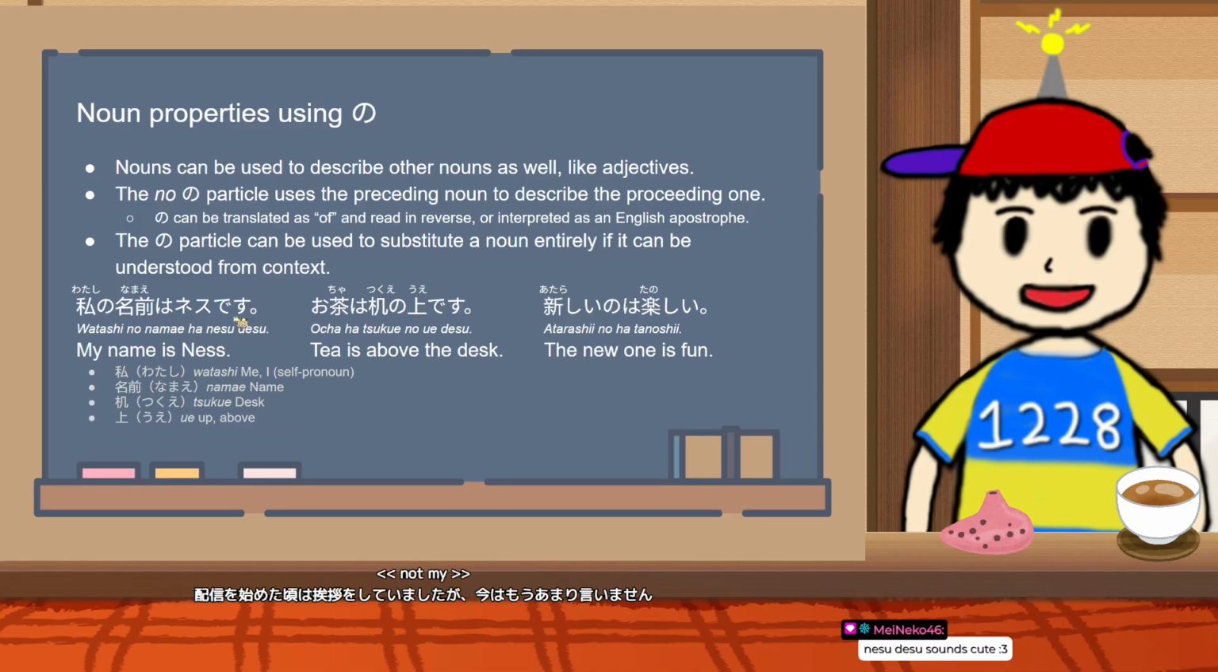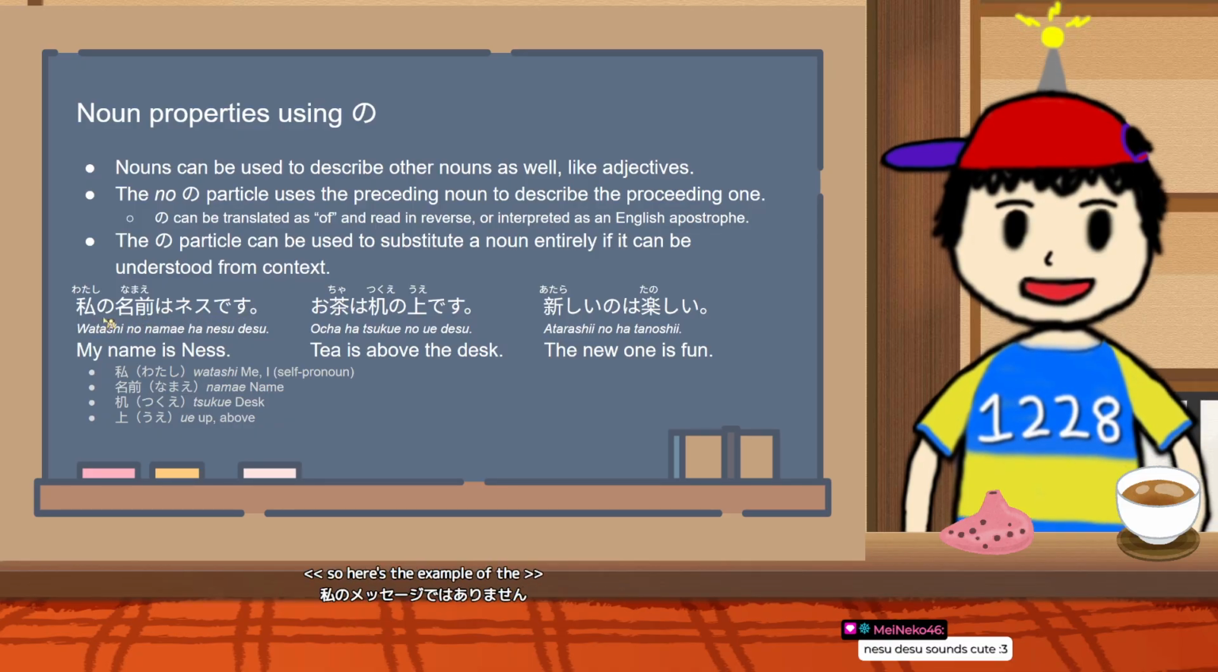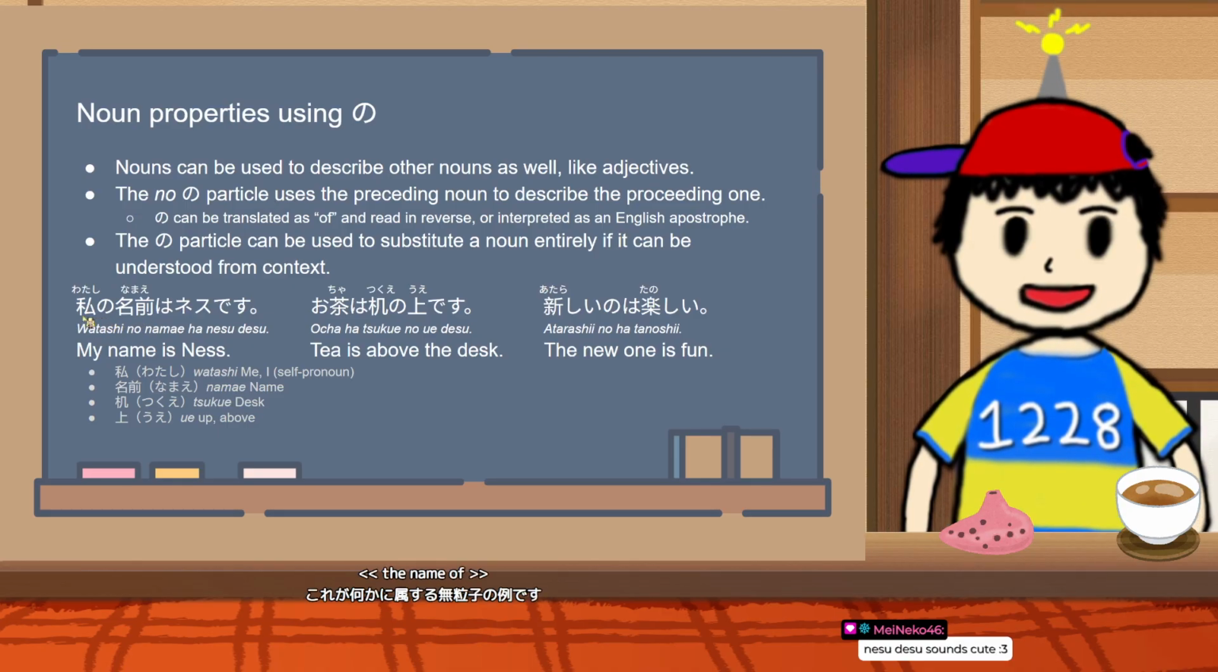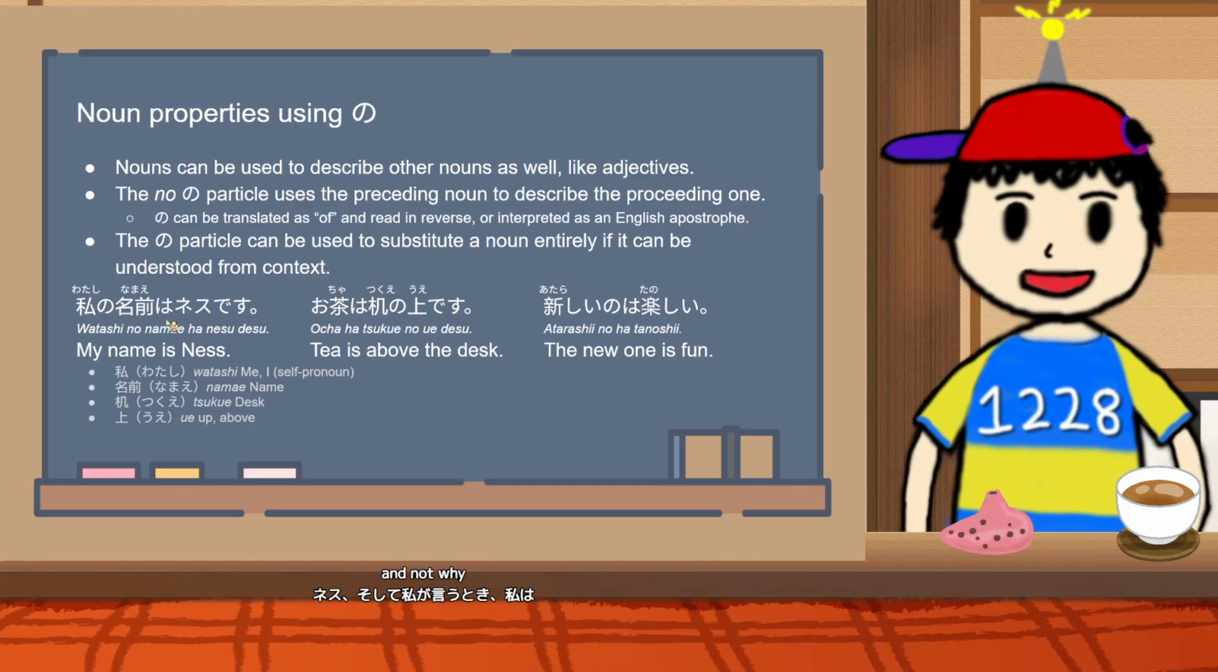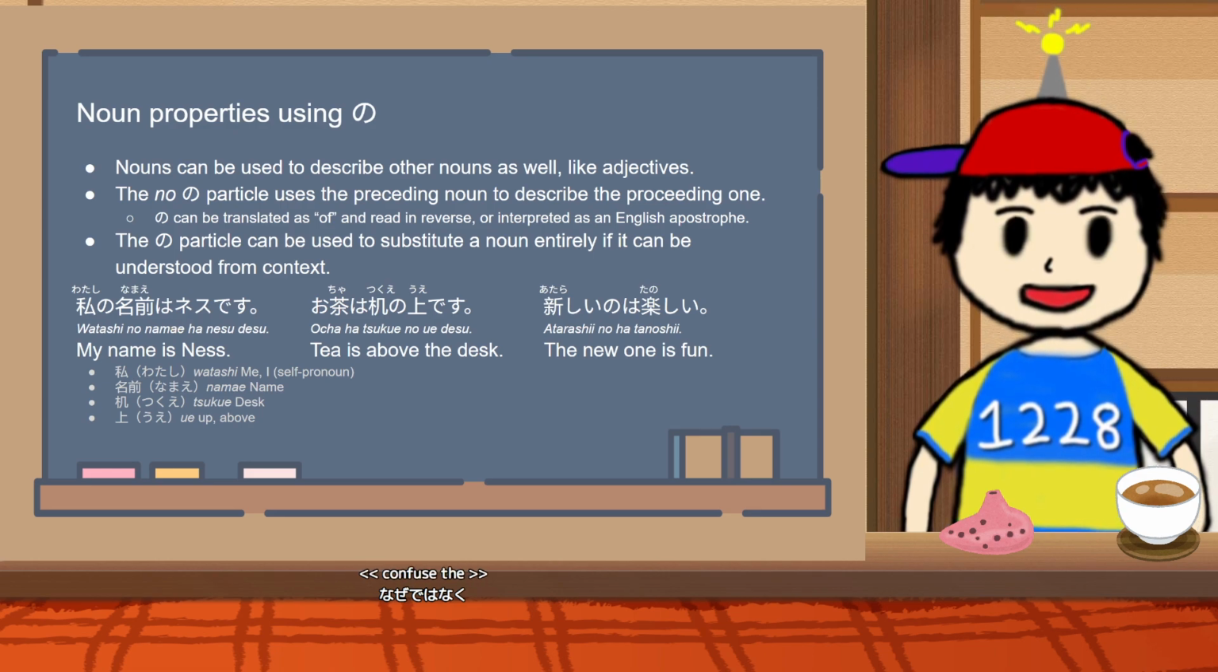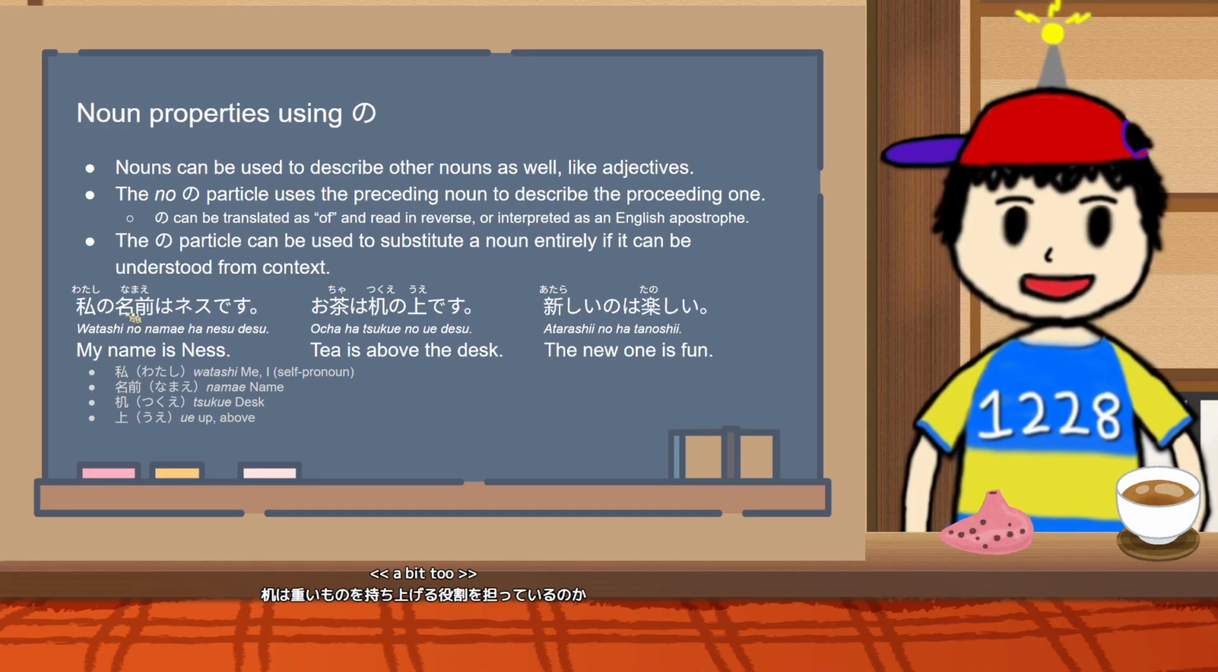Watashi no namae wa nesu desu. So here's the example of the no particle belonging to something, like mine. The name of mine. My name. The name of mine. Is Ness. And you'll notice that when I say is, I'm pointing to des and not wa. A big misconception that a lot of beginner Japanese speakers make is that they confuse the wa particle for the verb is, as opposed to the particle. That's why I avoid using wa as is, but rather des as is, because the des is what's doing the heavy lifting.